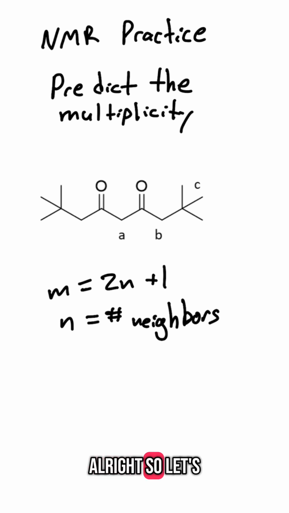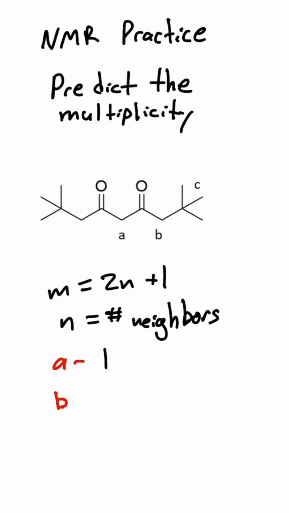All right, so let's start with A. So A, we see it here. It's 2. Let's look at its neighbors. Well, it's got a carbonyl and another carbonyl. There is no neighbors for it. And according to our formula, it would be 2 times 0 plus 1. So multiplicity is 1.